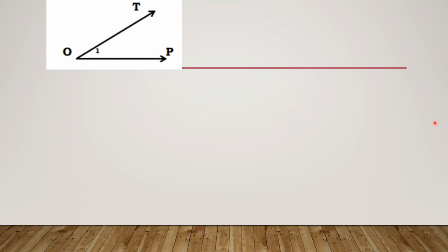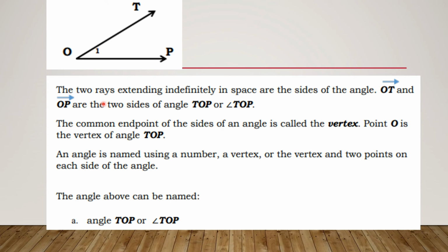Okay, so here, the two rays extending indefinitely in space are the sides of the angle. So OT and OP are the two sides of angle TOP. We can name it angle TOP by words, or angle TOP by symbol. That is the symbol of an angle. So OT and OP are the sides of this angle TOP.